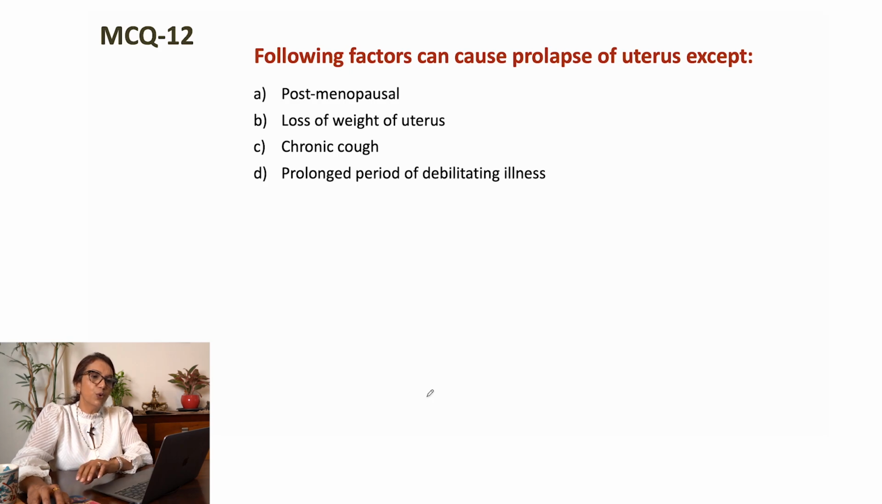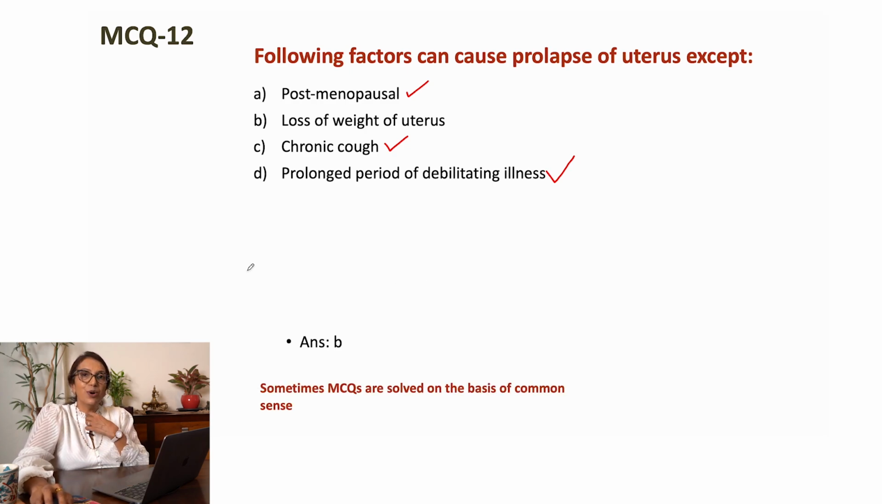Following factors can cause prolapse of uterus except. What can cause the uterus to prolapse? Postmenopausal, possible. Loss of weight of uterus, I am not sure. Chronic cough, of course, if you have chronic cough, you will have increased intra-abdominal pressure, causing the uterus to come out in the form of a prolapse. Prolonged period of debilitating illness. What will happen in prolonged period of debilitating illness? Weakness of ligaments and muscles. If the ligaments are weak, they're not going to be able to support the uterus, causing it to prolapse. So this too is possible. So I think B should be the answer, considering that it is least likely. Correct. B is the answer.